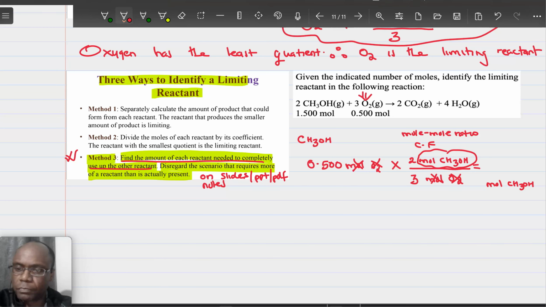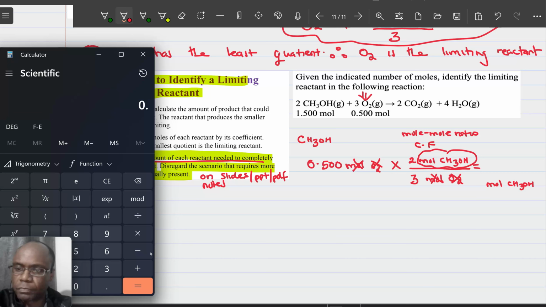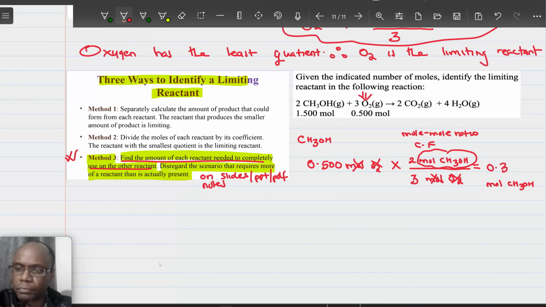So we do the math again, it will be 0.5. We're going to multiply that by 2, and then we divide by 3. It's giving me 0.333 recurring moles of methanol needed to completely consume all oxygen reagent. So that is test 1.